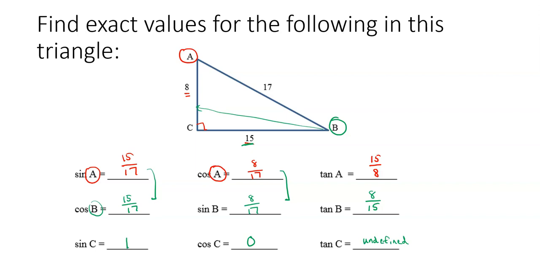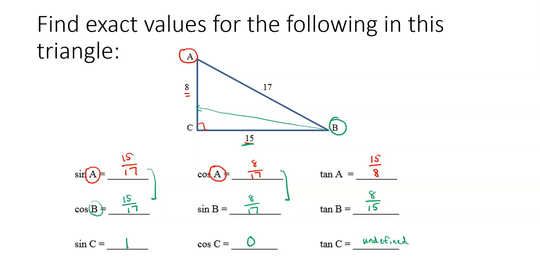Complementary angles are two angles whose measures add up to 90 degrees. And so here I have two angles whose measure adds up to 90 degrees. A and B are complementary. So the sine of an angle and the cosine of its complement are the same. The cosine of an angle and the sine of its complement are the same. And for tangents, the tangent of an angle is the reciprocal of its complement's tangent.